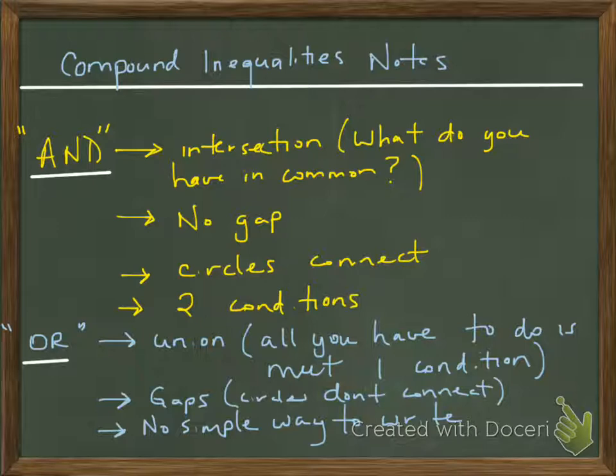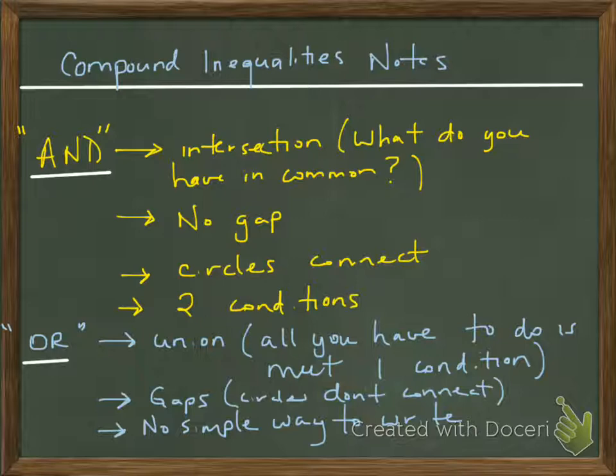When you have and, you have an intersection. That means that there's going to be things that you have in common for both answers, both solutions. Because when we're talking about compound inequalities, you're going to have two inequalities, almost like a system, but it's not a system, so don't get that confused. But you're going to have two inequalities, and essentially you're looking for what they have in common. When you graph these compound inequalities, there's not going to be a gap in between your graphs. Okay? The circles on your graphs, because like I said, there's going to be two of them in most cases, the circles in your graph are going to connect. And essentially, in order for you to have a solution to this inequality, you must meet two conditions.